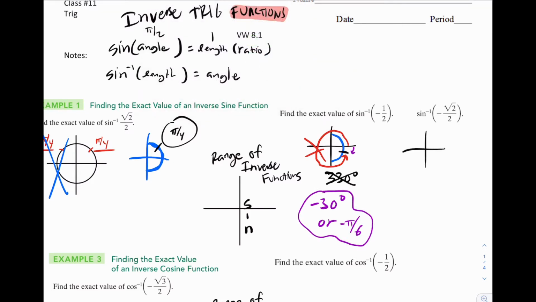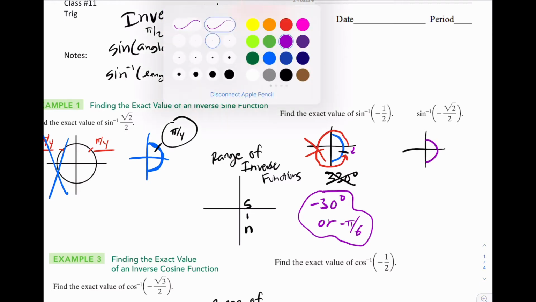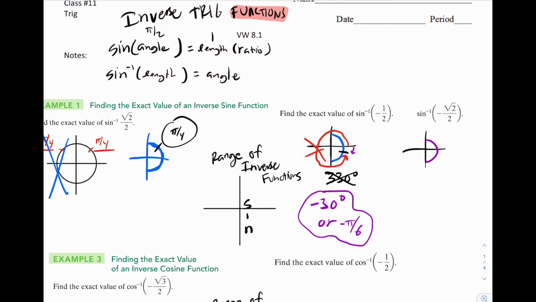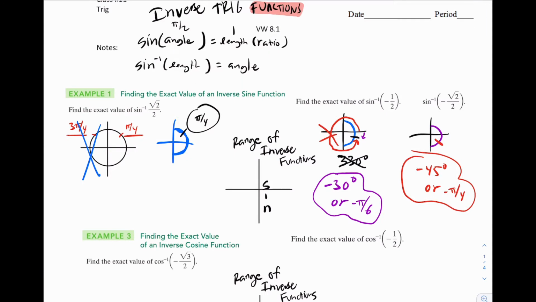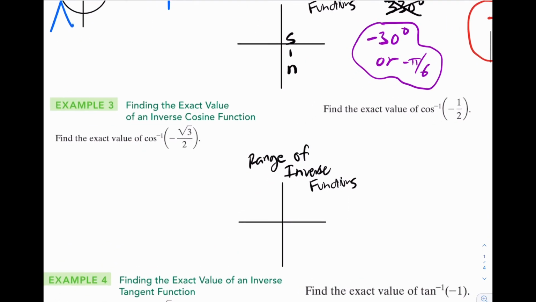Following the same process, let's highlight quadrants 1 and 4. We know negative root 2 over 2 would happen down here. The answer is negative 45 degrees, or negative pi over 4. If it doesn't specify, you could use either radians or degrees. I'm fine with either. All right, so there's sine inverse. Let's go to cosine inverse.